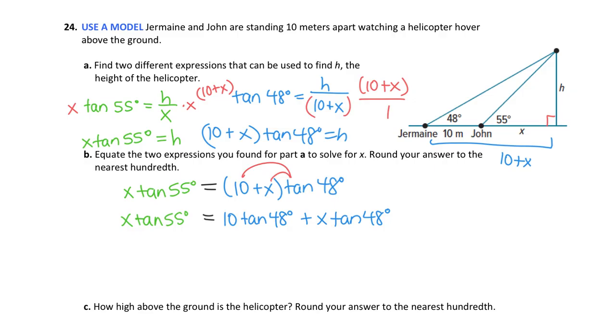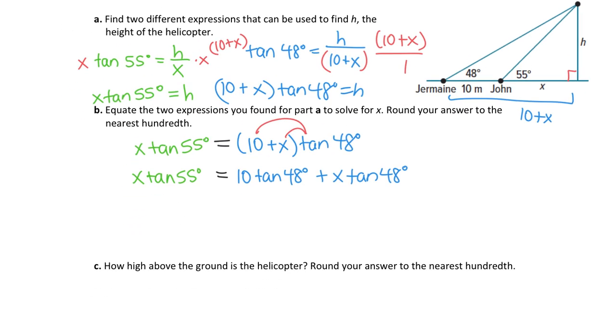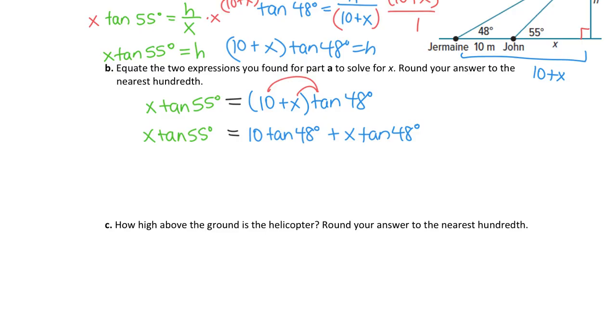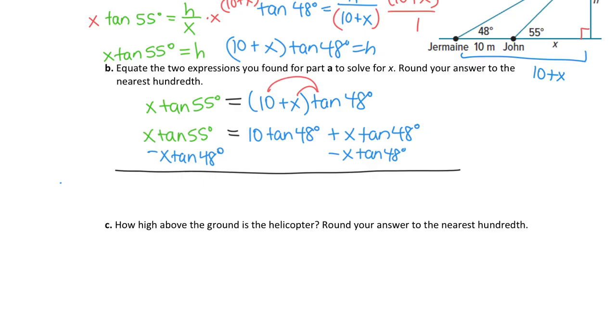But we need to now get the x's together. So I'm going to subtract the x times the tangent of 48 degrees to both sides. And so these are like terms because they both have x in them. So any other time that you have like terms that you're subtracting, you just kind of ignore the x and do the operation with the coefficients, right?